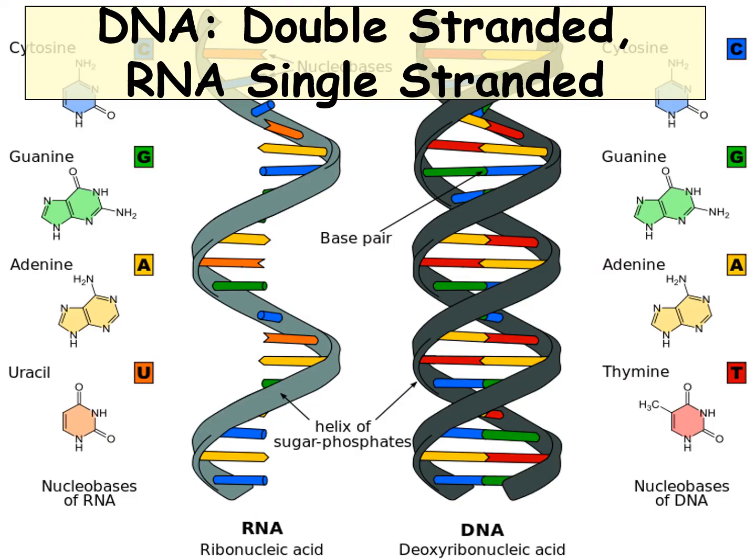Another thing that you may have noticed is that DNA is double-stranded. So it has two sugar phosphate backbones that go on the outside, and on the interior you have your nitrogen bases. RNA, on the other hand, is single-stranded. It only contains one sugar phosphate backbone, and the nitrogen bases kind of stick out from that molecule.